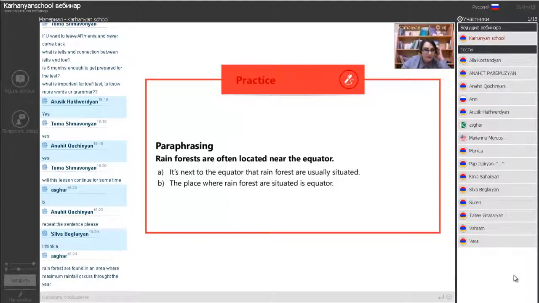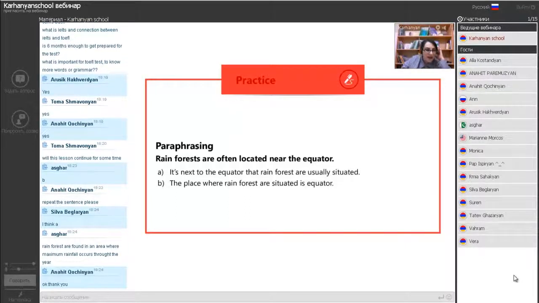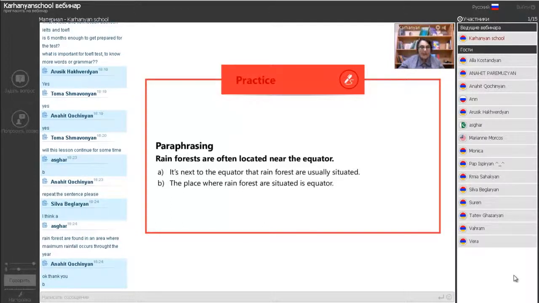Do you think A, Sylvia? Rainforests are found in an area where maximum rainfall occurs throughout the... Okay, this is your paraphrasing version. Yes, thank you, Akbar. Okay, Anais, you're welcome.